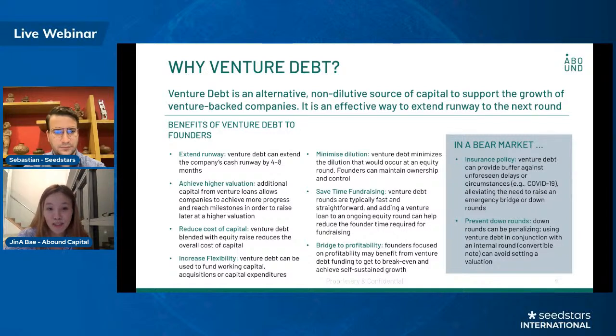And lastly, venture debt is actually quite fast and a relatively easy add-on to an ongoing equity round. So it can definitely save you time from getting that next equity investor. I guess we can move on to the next slide.